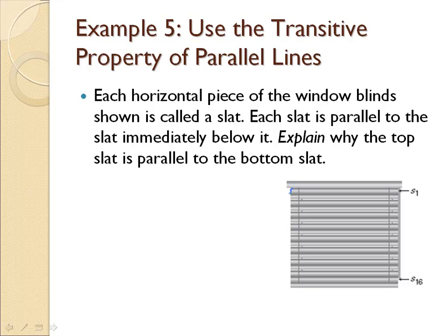So here's a slat and a blind, and we know that these two are parallel. We also know that these two are parallel, so these two are parallel to each other. We also know that these two are parallel, so these are parallel. You see the pattern here? If we keep on going down, we're going to be able to say that these two are parallel, and that's because of the transitive property of parallel lines.